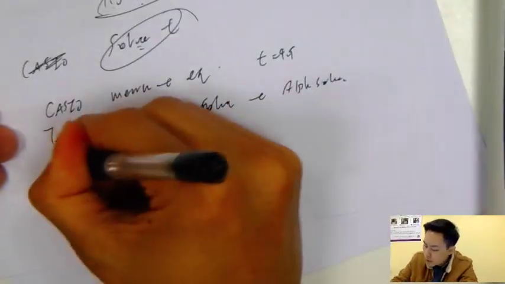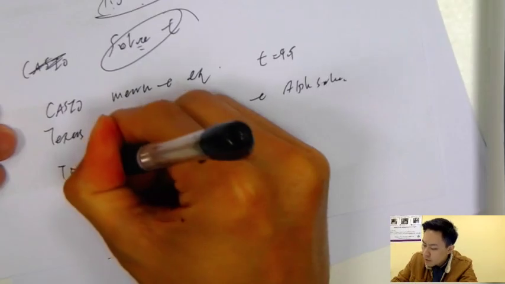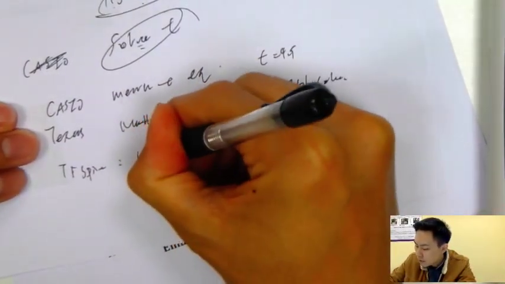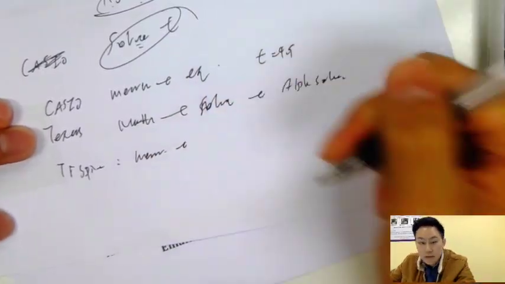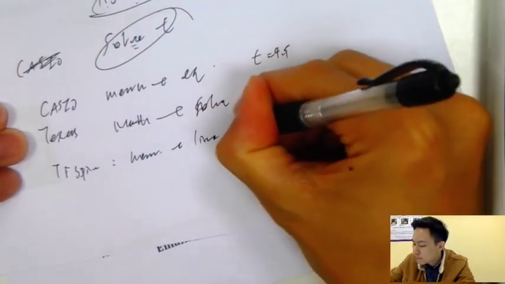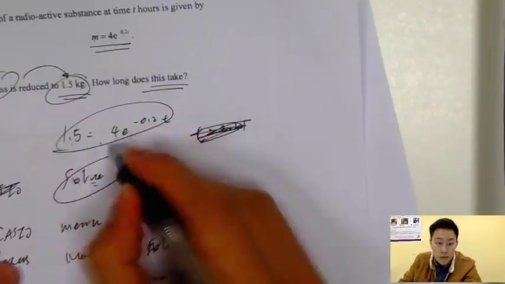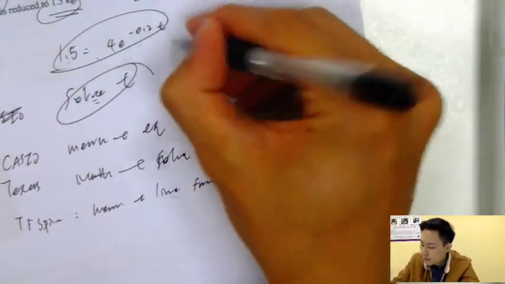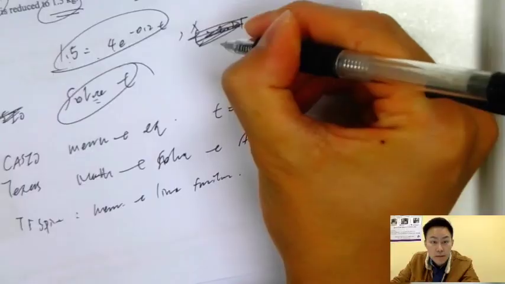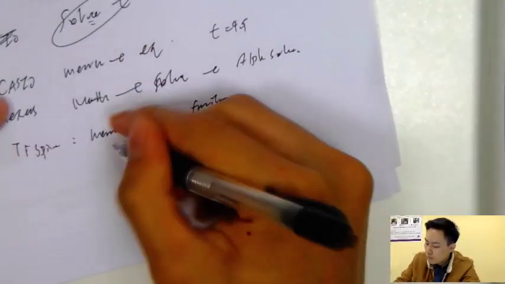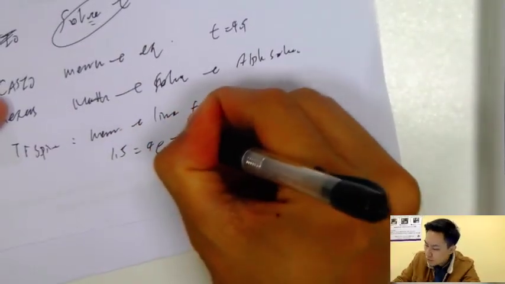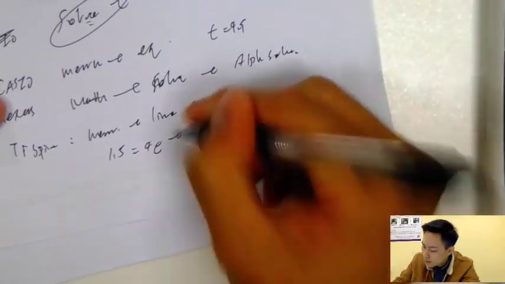But if you're using the TI-Nspire, which is another model, then you have to go to menu, and then you go to the linear function, and you just type in the equation here. You have to type in the whole thing here, and then type in a comma and then x. So it's 1.5 equals 4e^(-0.2t), and then comma t. The t here is x, and then you can solve the answer.